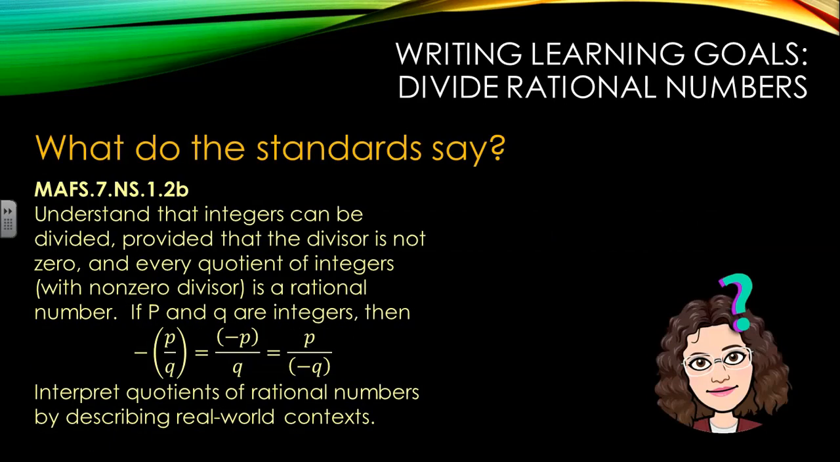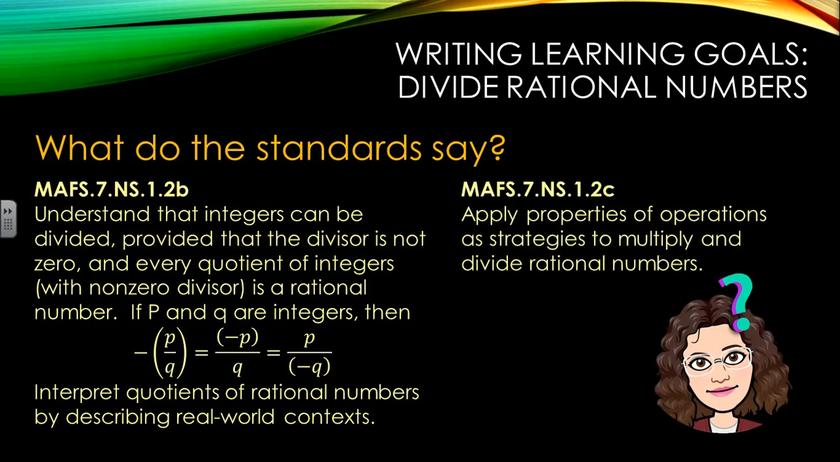The first standard is 7.NS.2.b, and the second standard is 7.NS.2.c. Let's take a look at each of these.